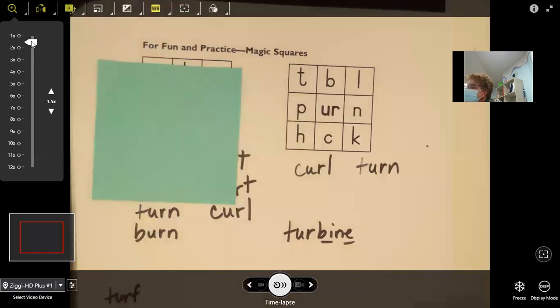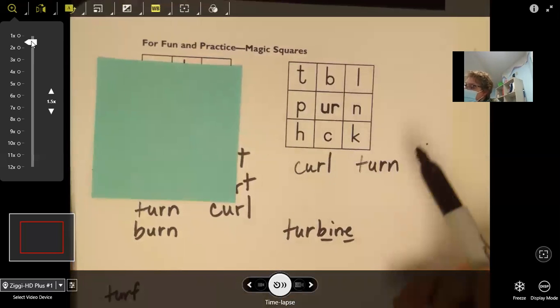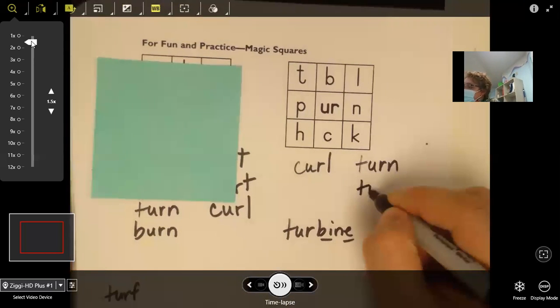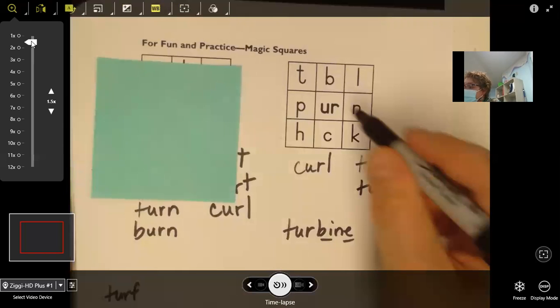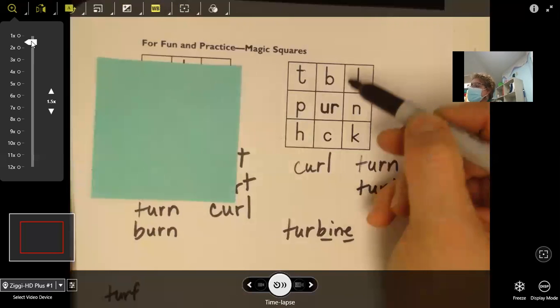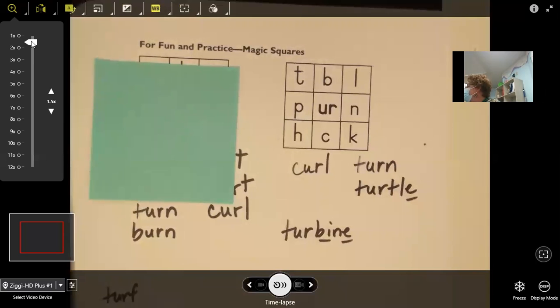All right, Surnay. Okay, give it a try. Say it again. Turtle. So we would need some extra letters for turtle. We need an E for turtle. But you're right, it is UR. Turtle, but we don't have that E. But that would have been a T, UR, T. You'd have to bump the B, but that would be a good try, Miss Surnay. Good try. All right.